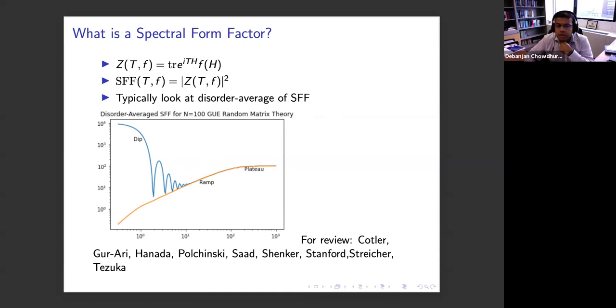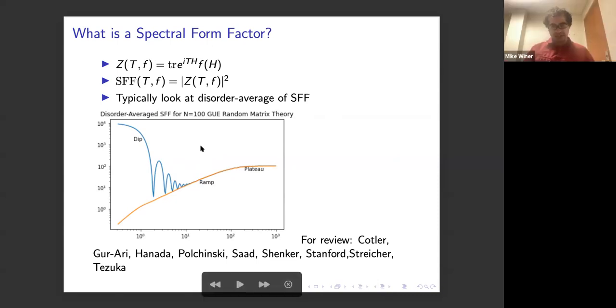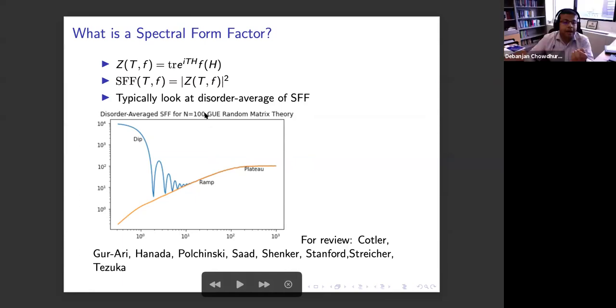So Mike, just a question. Maybe you'll talk about this, but is this just a schematic, or is this actually the calculation for a particular model that you're showing? Yeah, this is a graph, 100 by 100 GUE random. Oh, sorry, I didn't notice that.